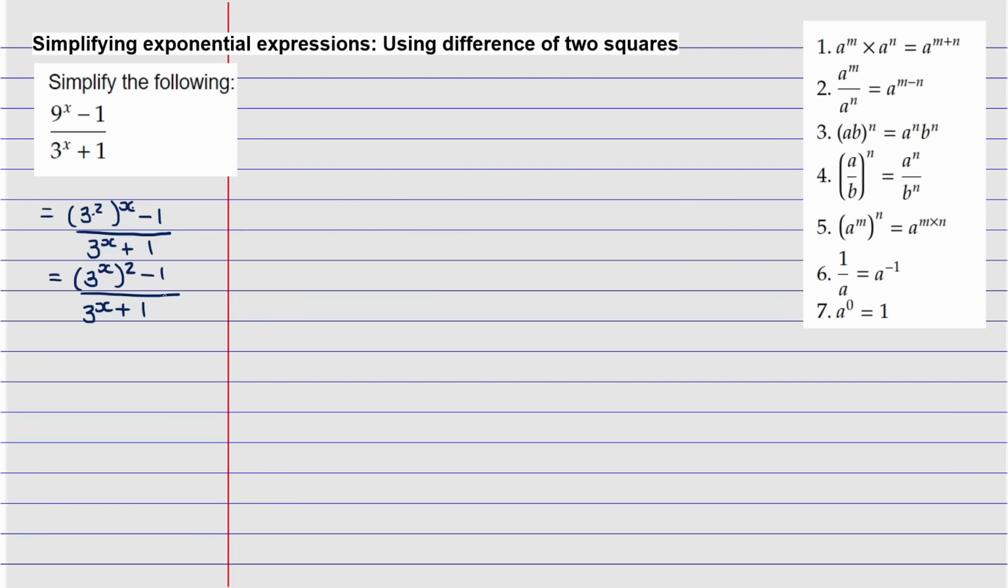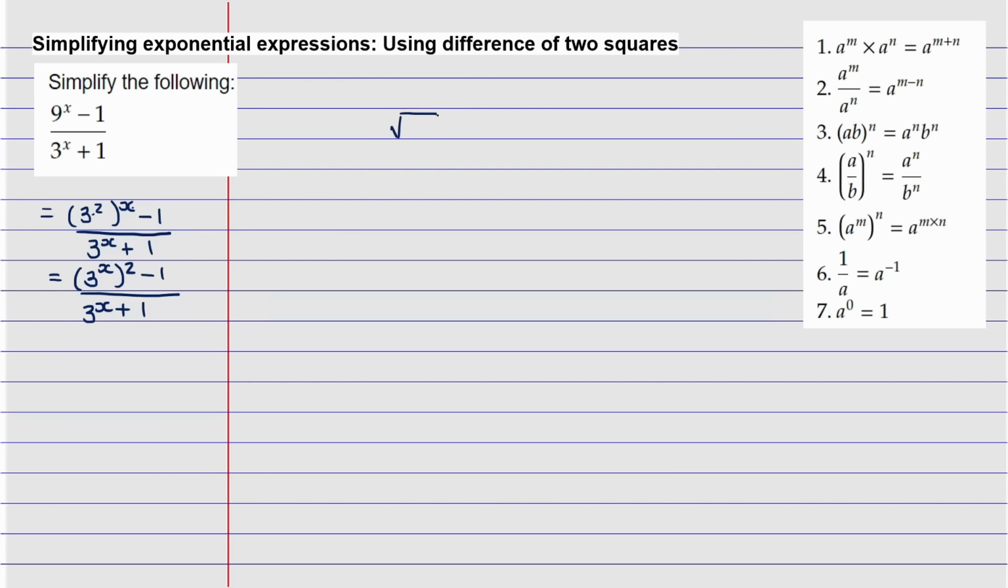I said the numerator, we're going to use the difference of 2 squares, right? Remember what difference of 2 squares is, that we need to have 2 terms. And we see in the numerator we have 2 terms. Then one needs to be positive, one needs to be negative. We have that. Then what do we do? We check whether each term is a perfect square, right? So that's what we're going to do.